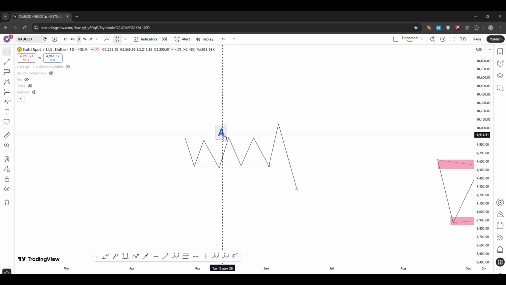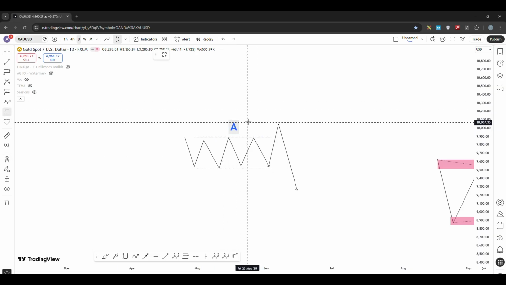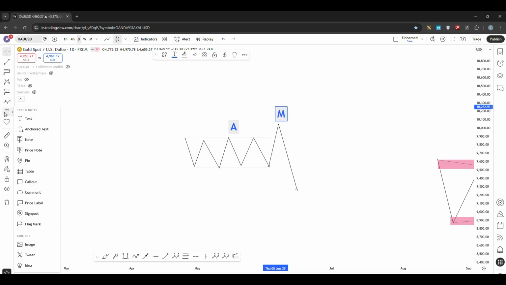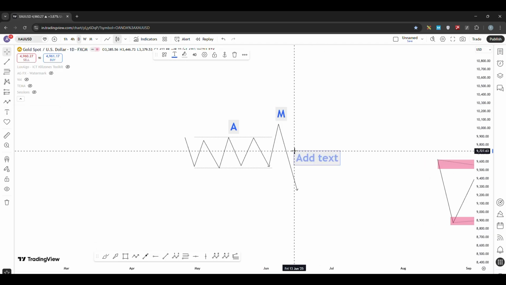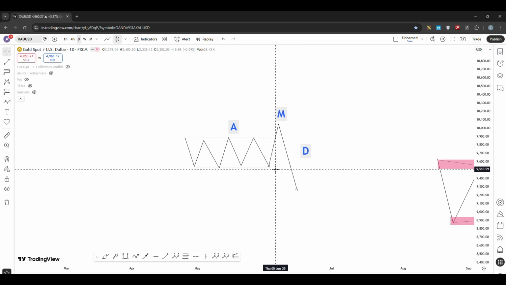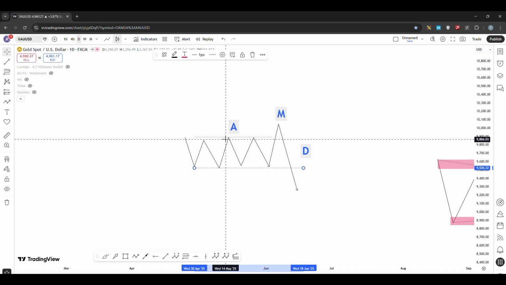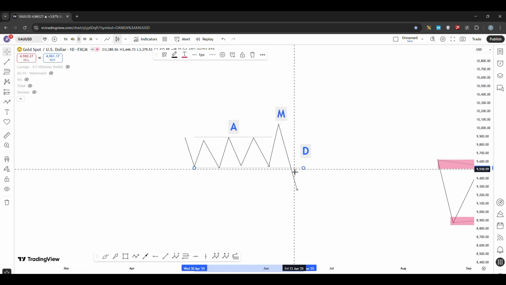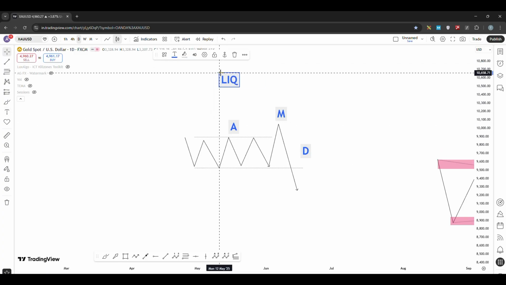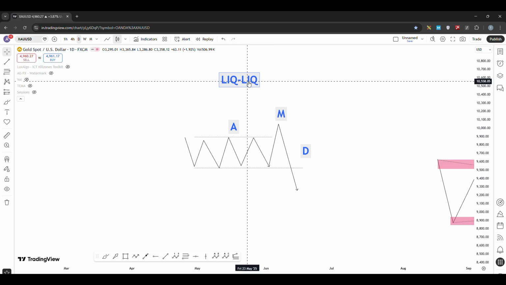This is accumulation, this is manipulation. Manipulation is taking out a liquidity on either of the direction, and third one is distribution. Okay, so this is also a liquidity to a liquidity move. So market took out the high liquidity, the high, right? This high has been taken, and then market drops and targets this low. So this is also a liquidity to a liquidity move.